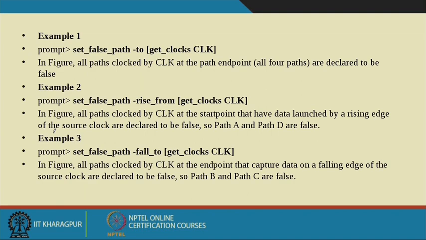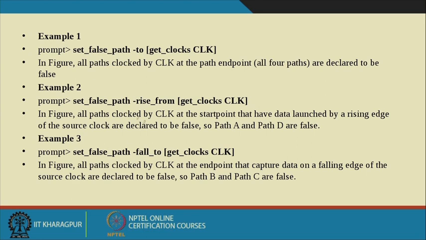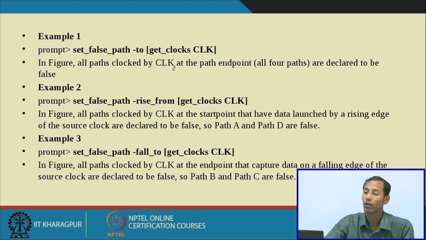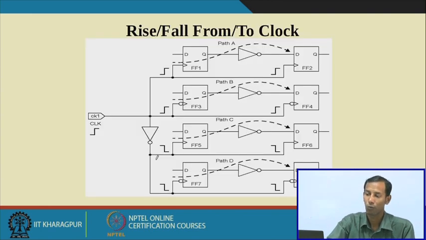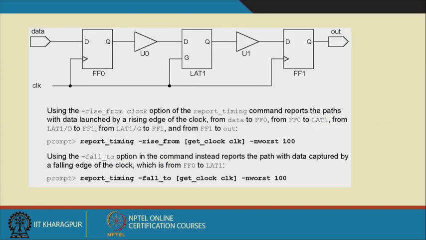Again, in this particular figure, all paths clocked by the clock at the path endpoint are declared to be false, and this false path can be set for the rise edge, or you can set the false path for the fall edge, both you can do. And in this particular example, for path A or B or C or D, which is a false path and with respect to what, you can see as an example.